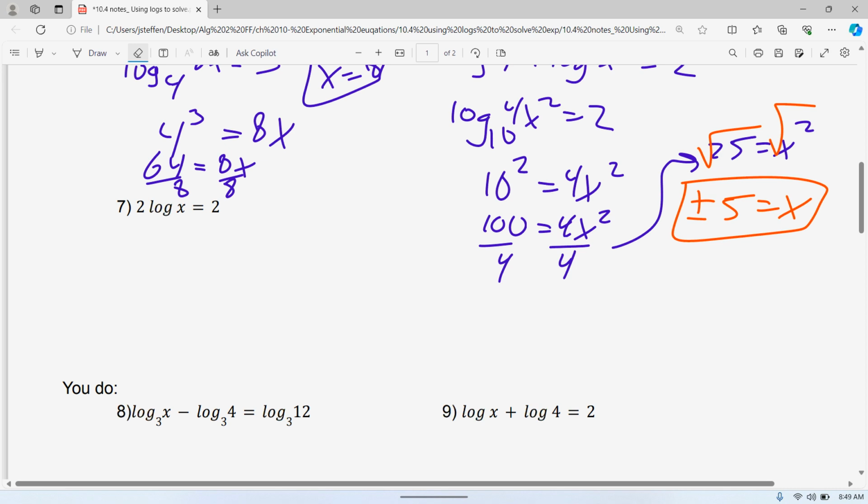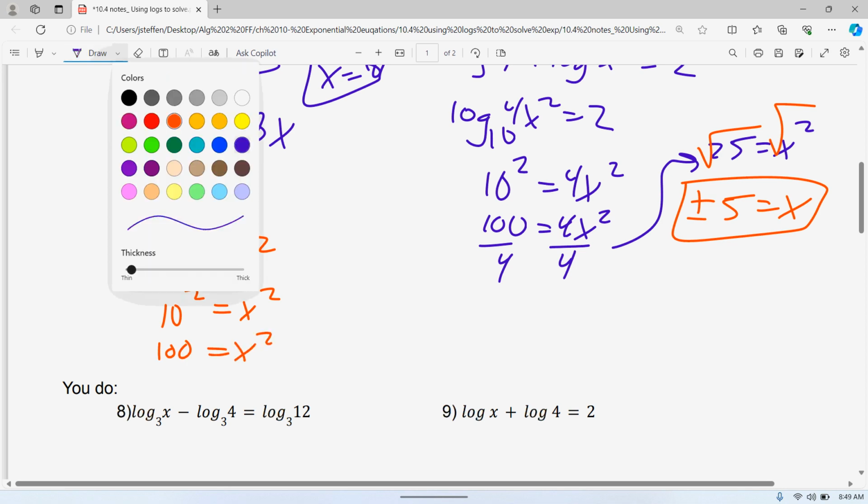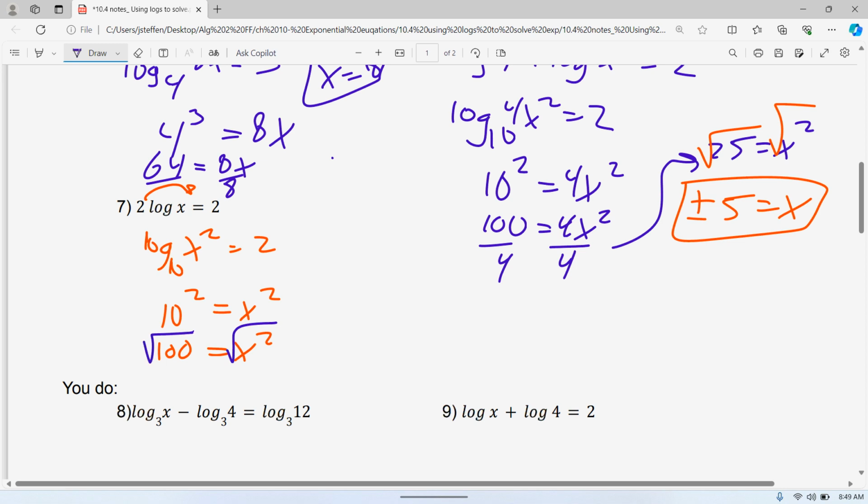And number 7, the last, take that 2 up as an exponent. So it's log base 10 of x squared is equal to 2. And that's 10 squared is equal to x squared. And again, from here, you can do it the longer way where you take the square root of both sides, or take the 10 squared. That's what I would do. X is equal to plus or minus 10.